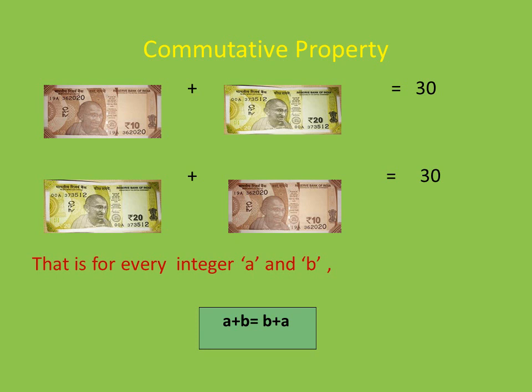Similarly, in the case of integers also, when we add two integers, it doesn't matter what the order of addition is. Whether a is added to b or b is added to a, the sum will remain the same. And this property is called commutative.